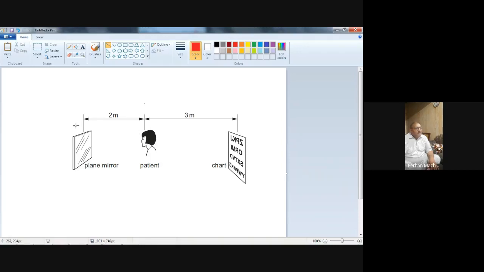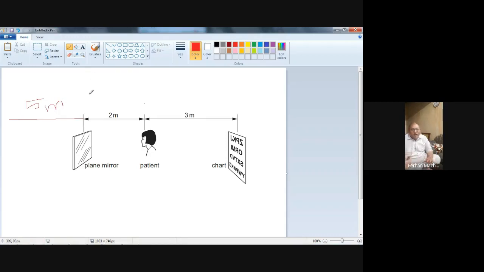Now you can see the distance of this chart from the mirror. How much is that distance? That's 5 meters. So its image will also be 5 meters, formed 5 meters behind the mirror. That's the property of plane mirrors.